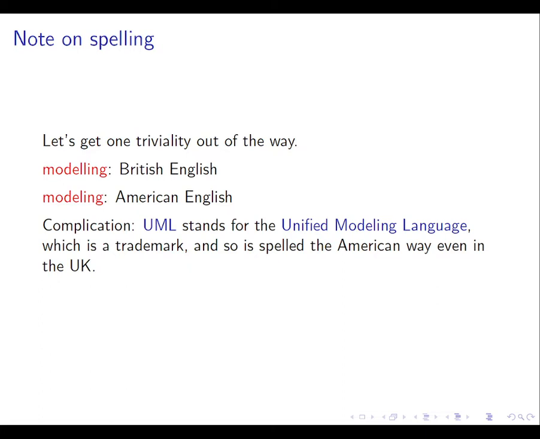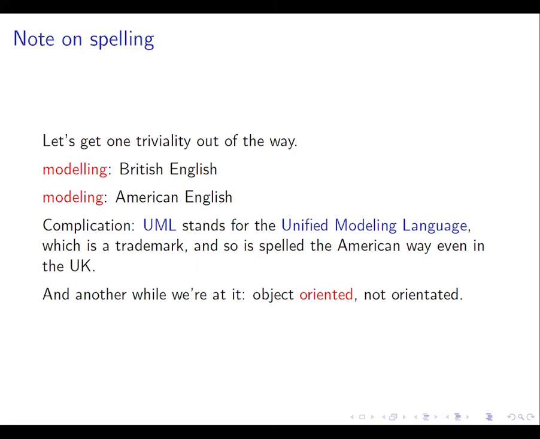Why is that? Because Unified Modelling Language is a trademark, and so we spell it in the American way, even in the UK, because it's a trademark and it comes from America. So that's why you'll see me being slightly inconsistent. I apologise if I'm inconsistent in any other way. No, you will not lose marks for spelling modelling wrong, at least not if you use one of those two spellings.